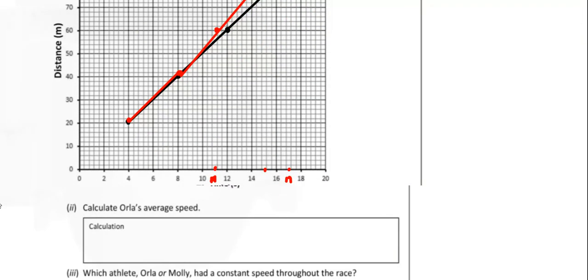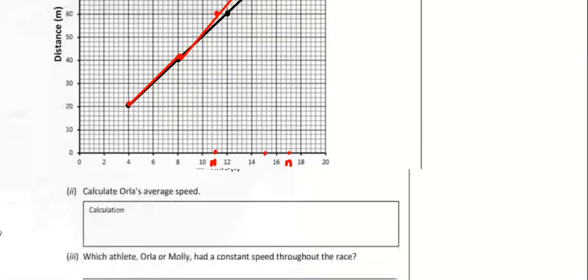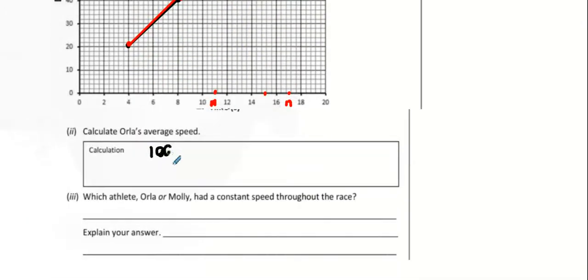So calculate Orla's average speed. Well, it's distance over time, so it's 100 divided by 20. She does 100 meters. So speed equals distance over time. So it's 100 divided by 20, which is 5 meters per second.